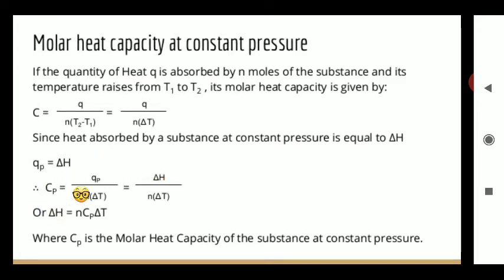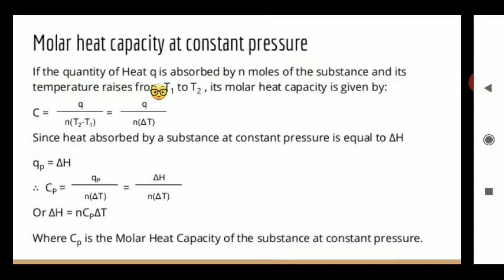Whereas the molar heat capacity when observed at constant volume is known as the molar heat capacity at constant volume, which is denoted by the symbol Cv. Okay, so first of all, we are taking the molar heat capacity at constant pressure.